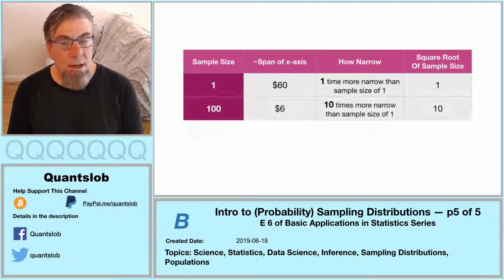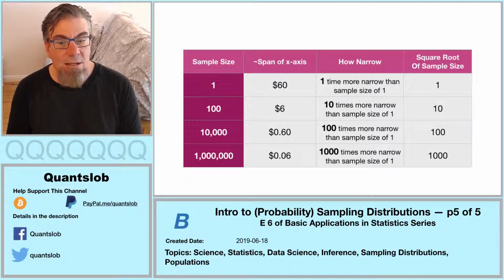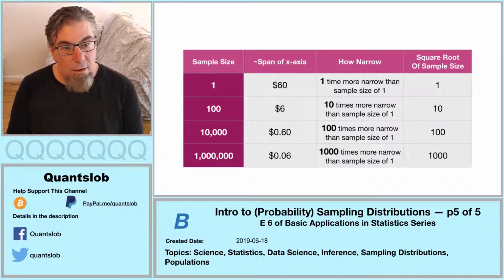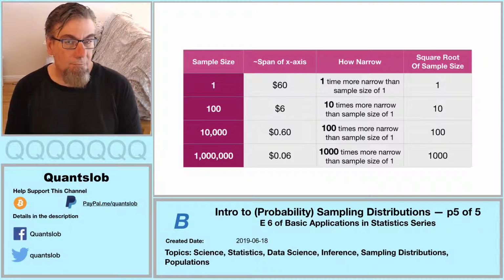So we're going to put all this into a table. With a sample size of 100, the span of the x-axis is 10 times more narrow than the span of the x-axis for a sample size of 1. With a sample size of 10,000, the span is 100 times more narrow. With a sample size of 1 million, the span is 1,000 times more narrow. And so we see the pattern. It's shown here in the right column on the far right. The narrowness of our sampling distribution is related to the square root of the sample size. And this is no accident, and it's just not particular to roulette. It's not a coincidence.